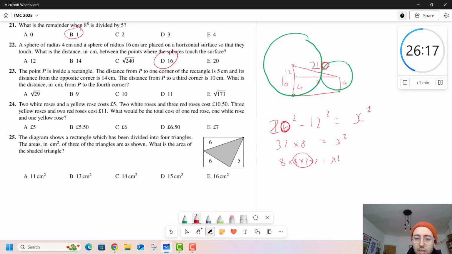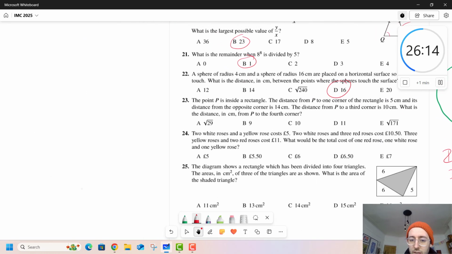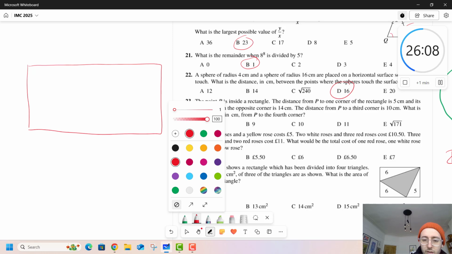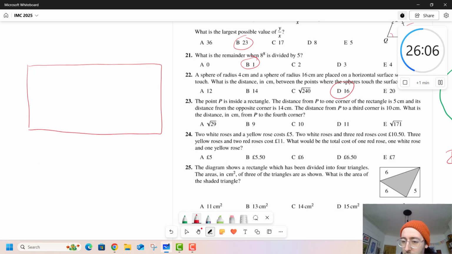23 is the point inside a circle, point inside a rectangle. So we draw it, let's make it bigger. P from one corner of the rectangle is 5. P to one corner is 5. Does opposite corner mean there?